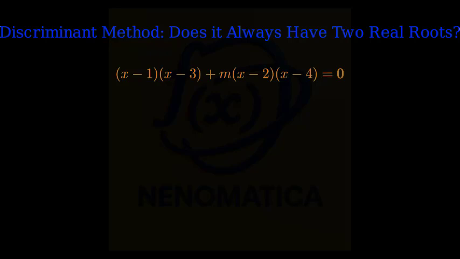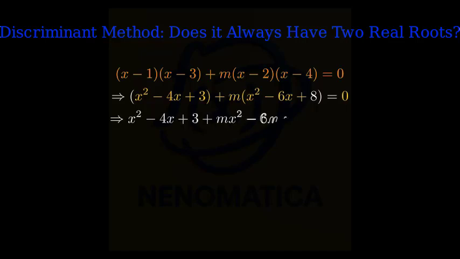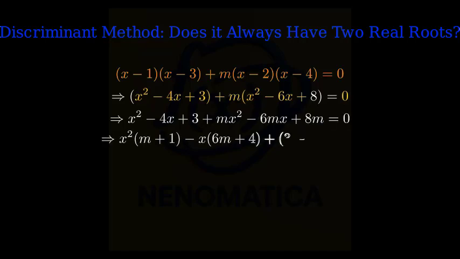Step 1. Expand each product. The first product becomes x² − 4x + 3. The second product becomes x² − 6x + 8, multiplied by m. Step 2. Distribute m, combine like terms, and write the standard quadratic form ax² + bx + c = 0. Here, a = m + 1, b = −(6m + 4), and c = 3 + 8m.